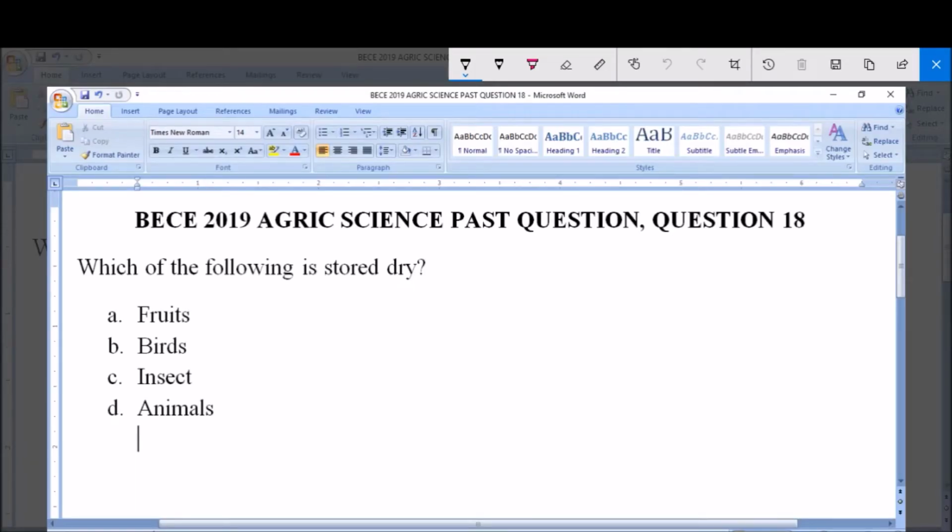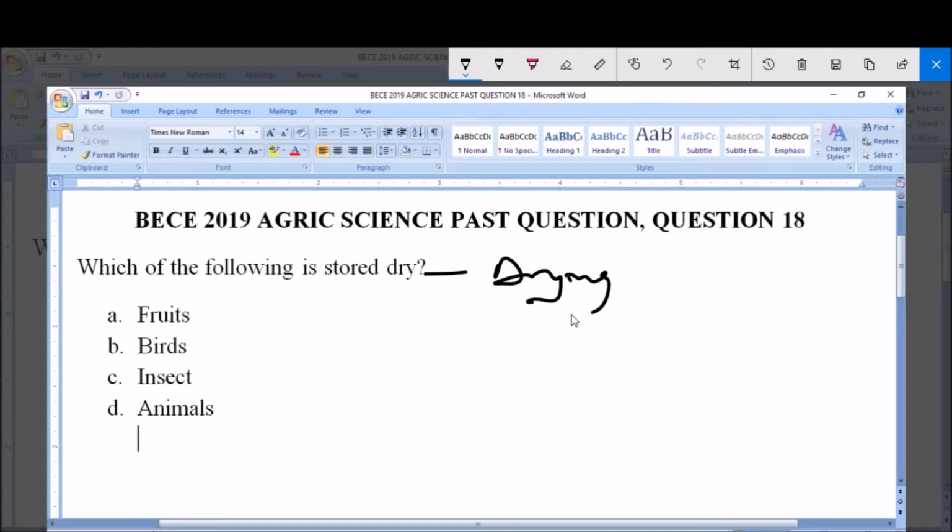Today we're going to be dealing with BECE 2019 AGRIC Science Past Question, question 18. Which of the following is stored dry? A. Fruits, B. Birds, C. Insects, and D. Animals. Now, like we know, drying is one of the processes or methods of storage.